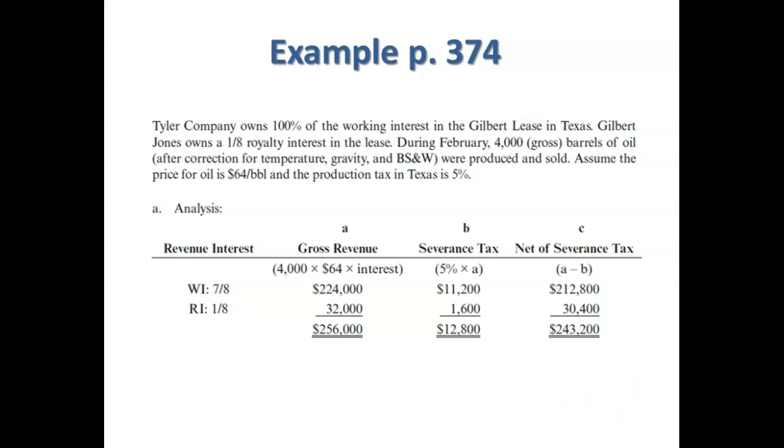So we see under the revenue interest our two interest parties. 7/8 is the working interest, which is Tyler, and 1/8 is the royalty interest. We're going to multiply that times the gross production times the price. So this is going to be their gross revenue in dollars. We're going to calculate the severance tax, multiplying the revenue times the tax amount of 5%. And then we're going to subtract them to determine the net amount of the revenue, net of the severance tax.